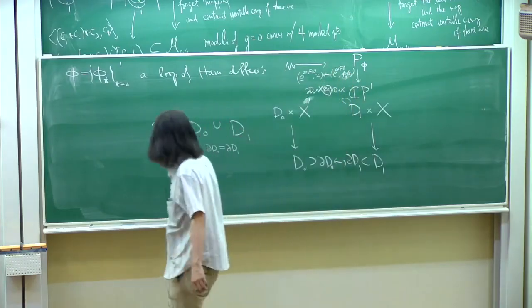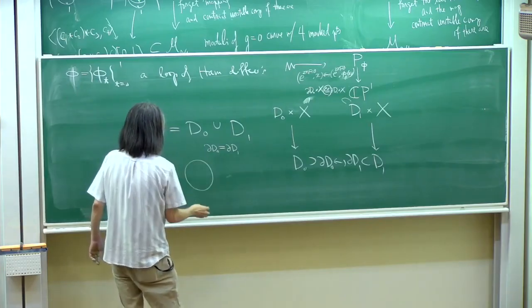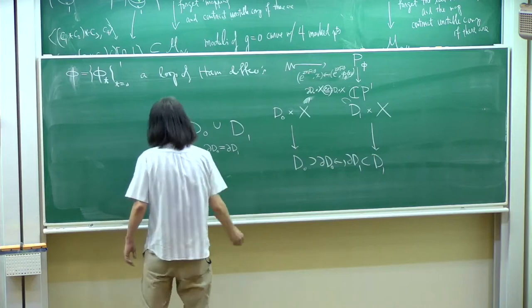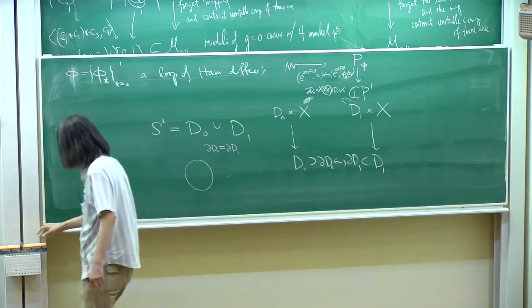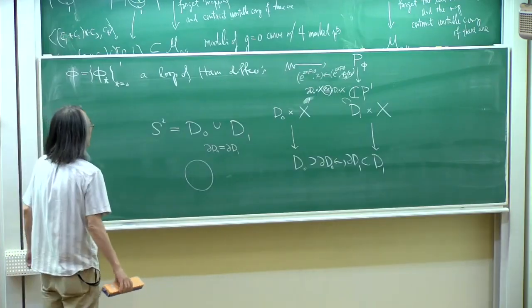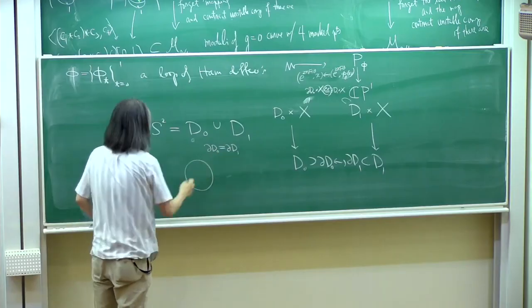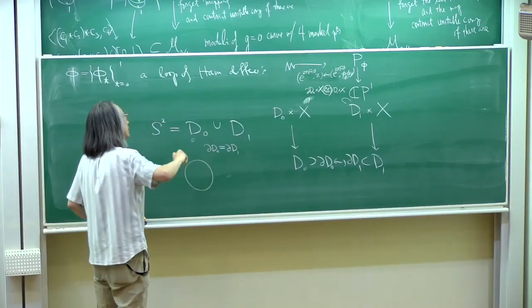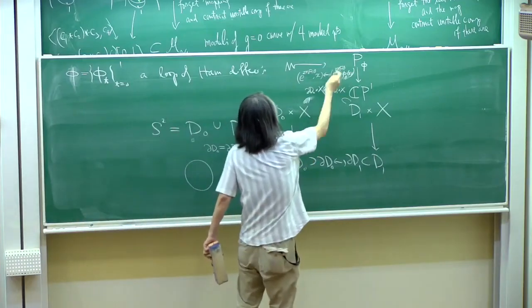Maybe it is negative. So here, I consider one disk here, and another disk here. If they are oriented disks, then certainly the boundaries should be glued so that orientation is reversed. And then here, I need to put a minus sign.